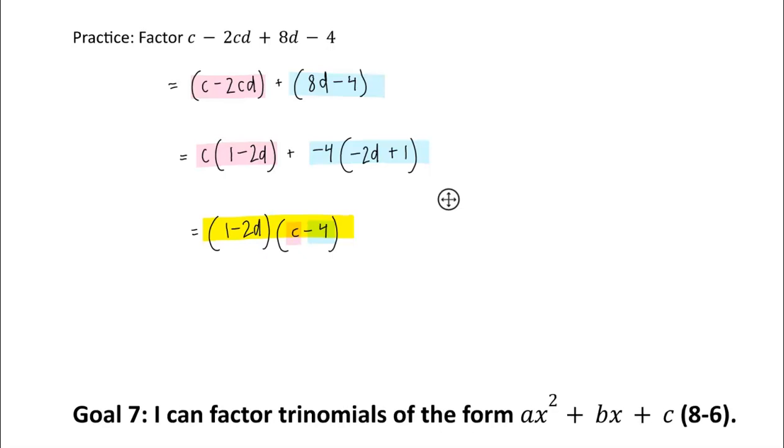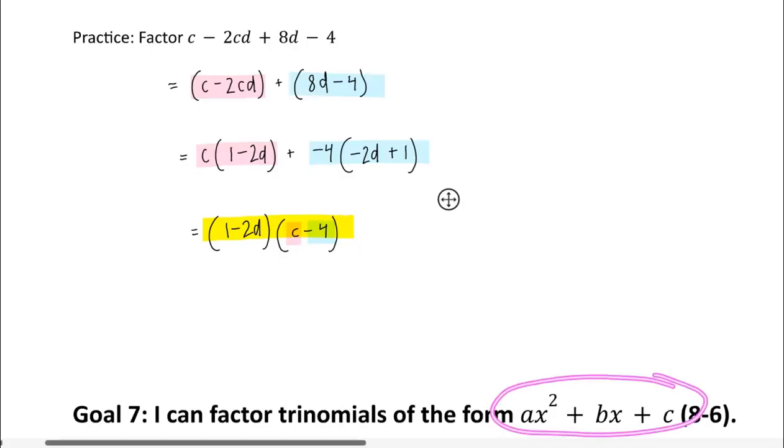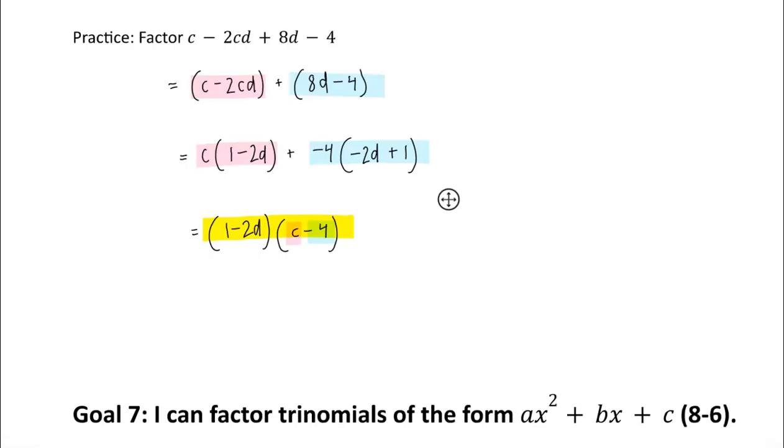Okay, so that wraps up our factoring by grouping. This is used when you have 4 or more terms. In the next lesson, we're going to be learning how to factor when you only have 3 terms. So it's going to come back to factoring by grouping. We'll actually turn it into a 4-term problem. So make sure you get this down before we move on to the next lesson.